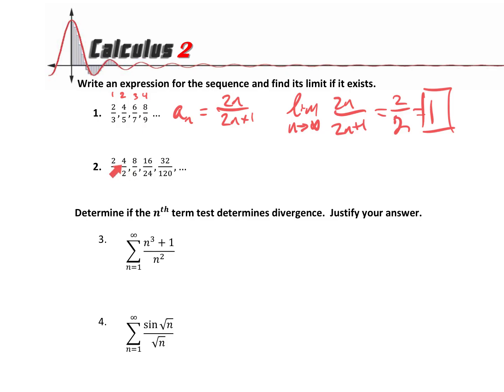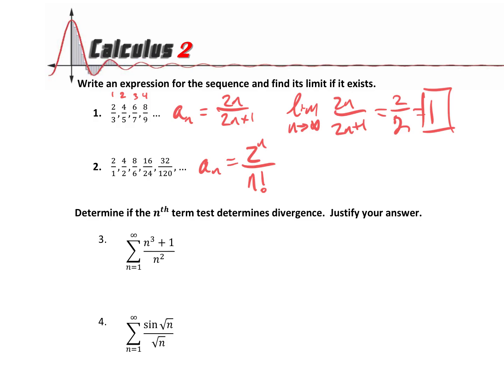How about these ones? 2, 4, 8, 16, 32. What's going on with those? Well, those are powers of 2. 2 to the first, 2 to the second, 2 to the third, 2 to the fourth, 2 to the fifth. And then we have 1, 2, 6, 24, 120. Do you recognize these? These are our factorials. This is 1 factorial, 2 factorial, 3 factorial, 4 factorial. So this is n factorial.